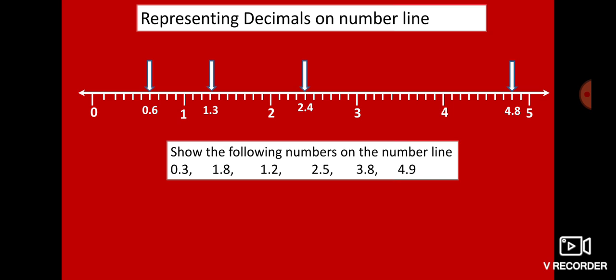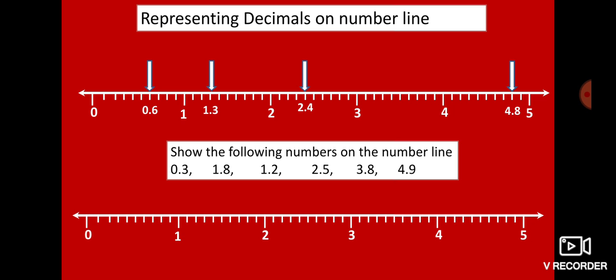Here you have one question. Show the following numbers on the number line. 6 decimal numbers are here. First we draw a number line like this. The first number is 0.3. So here we have to start. 0.3 means after 0, the third point. Very simple. So we can mark like this. After 0, the third point is 0.3.